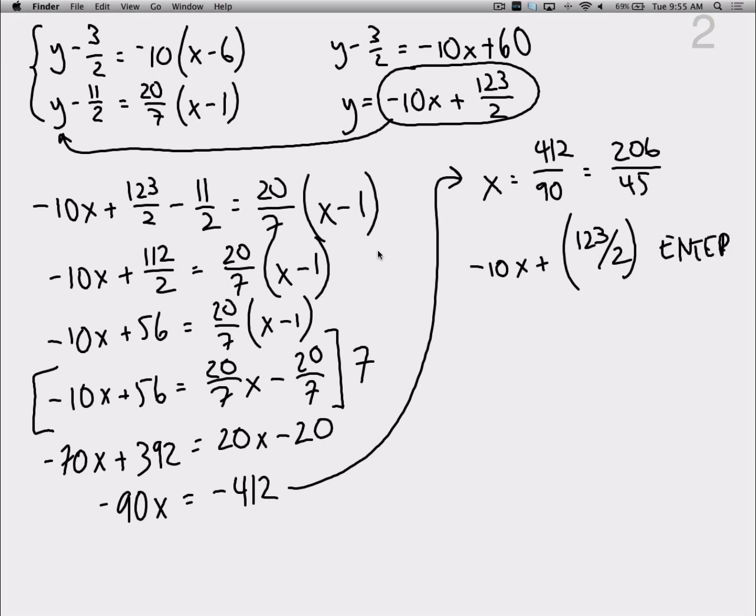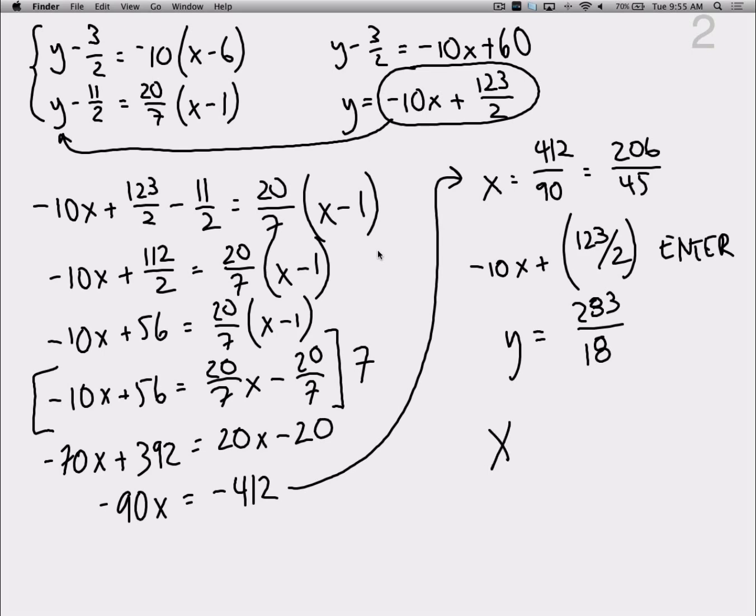Yeah, it's not pretty. And then convert it back to a fraction. And we find that Y is equal to 283 over 18. We did it.